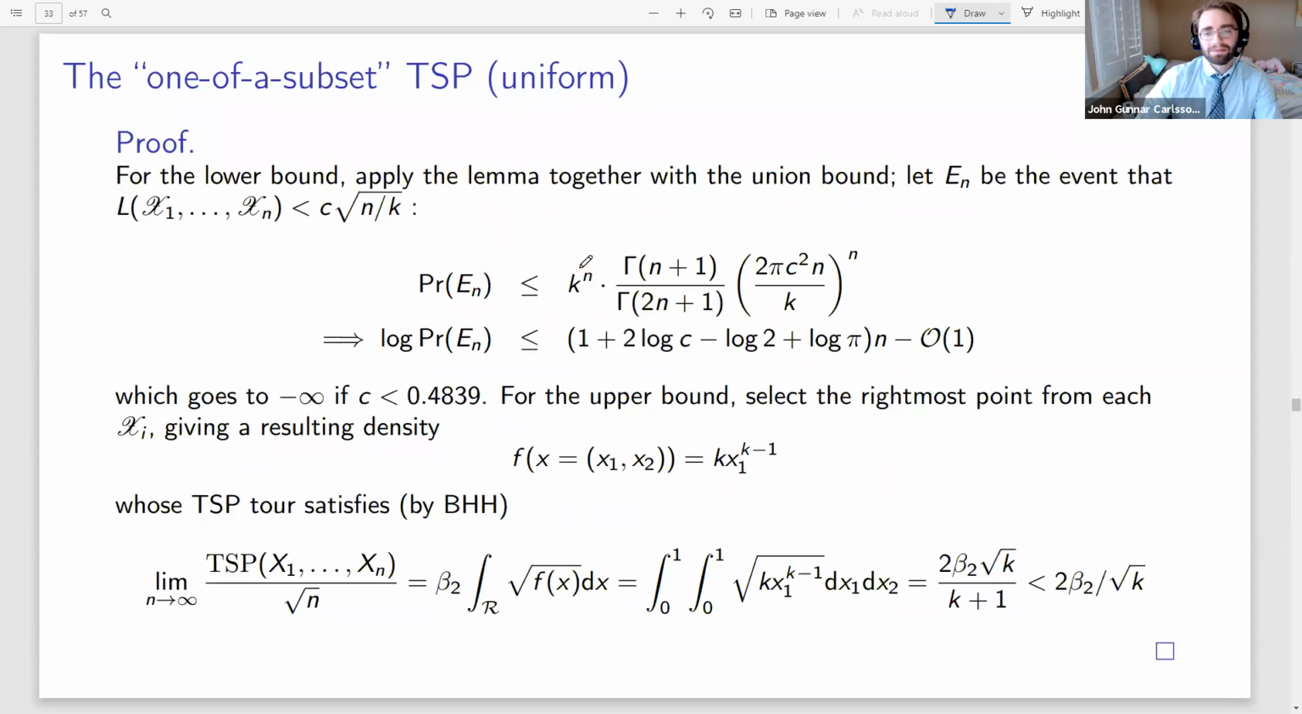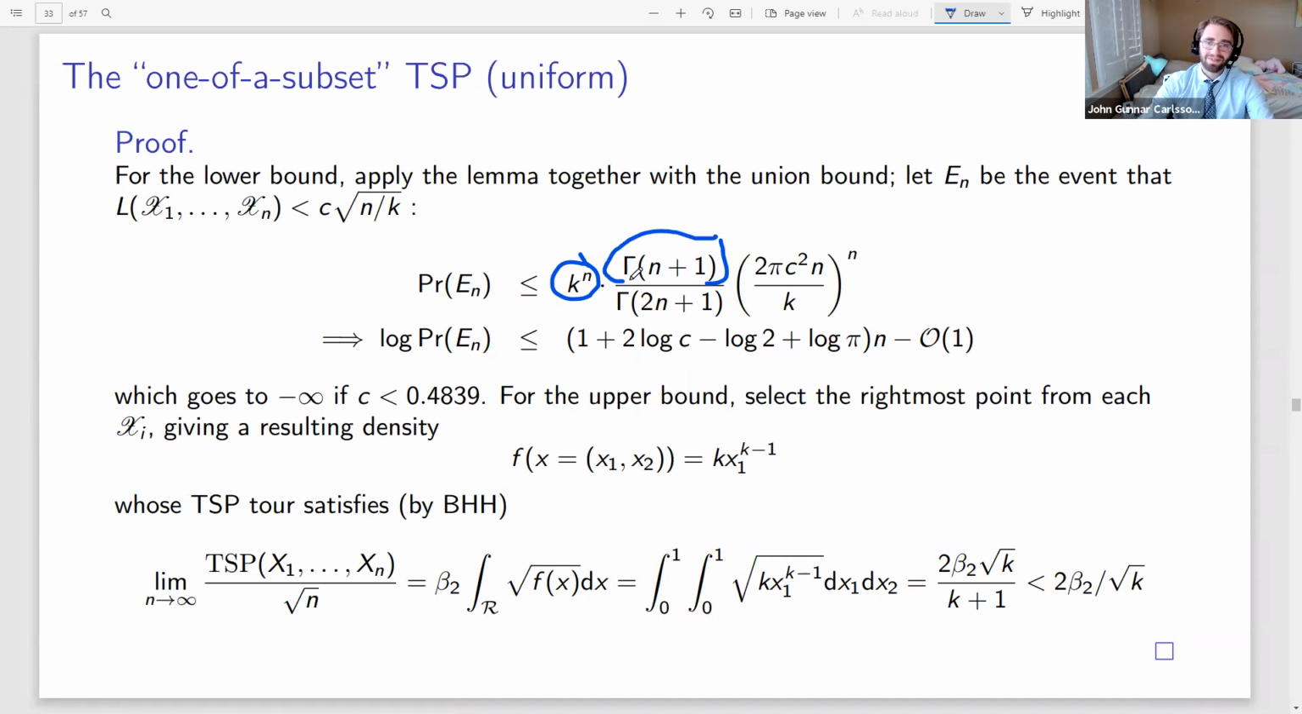So what you could do is you could say, well, how many possible choices could I have? I guess I'll emphasize the important things up here. You could say I have n sets of points. Each one has cardinality k. So the total number of ways I could select a point from each set is k to the n. And then how many permutations are there? Well, it's n factorial, or gamma of n plus 1. So that's the union bound.